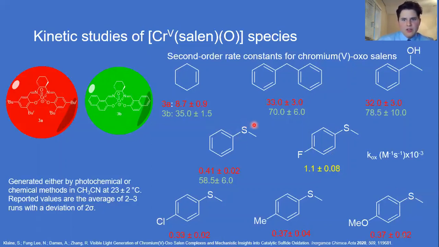Another thing to note is that with these substituted sulfides, in general, they had much lower second order rate constants, which was unexpected because this chromium(V) salen oxide species is actually very electrophilic. So it would undergo nucleophilic attack of these sulfides very readily. However, we rationalize these results by suggesting that maybe these sulfides are coordinating to this complex here, and thus preventing its reactivity. Another thing to note is that with para-fluoro sulfide, we saw a much higher second order rate constant compared to the other thioanisoles here.